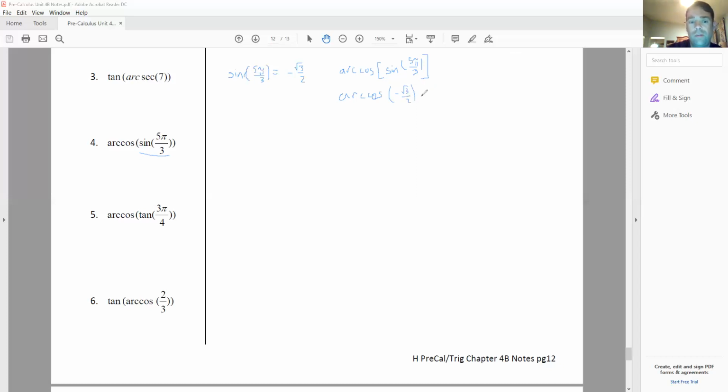So in other words, friends, that's a theta. We're going to go ahead and limit our domain here. So think about arc cosine and arc secant. They only use quadrants 1 and 2.